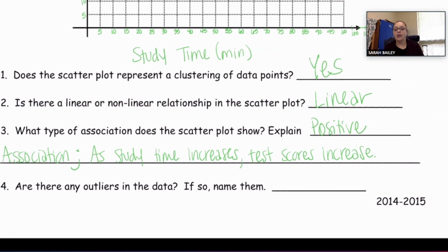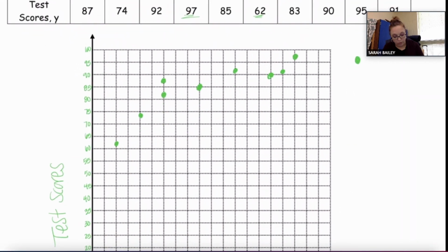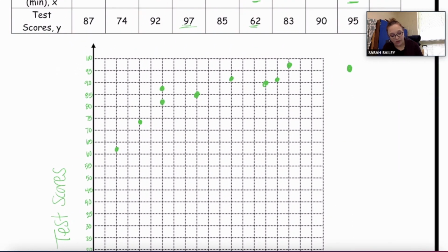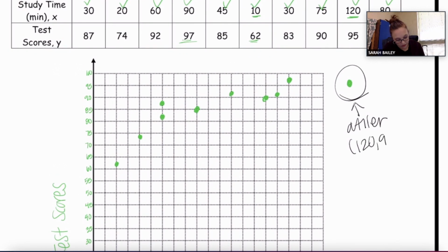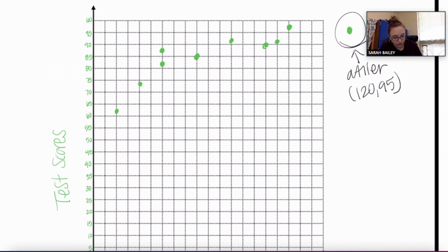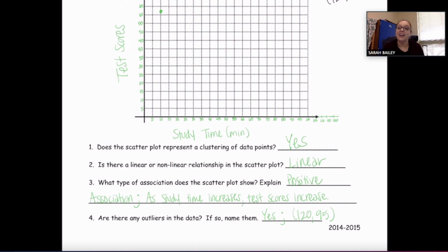Okay? And then, are there any outliers in the data, and if so, name them. So an outlier would be a data point that's kind of not in line with the rest. And I would say, yeah, there is an outlier. This one right here is an outlier. Okay, and so that is the data point 120, 95. Okay, so we're going to come over here. We're going to say yes, 120, 95. The person that studied for 120 minutes got a 95.